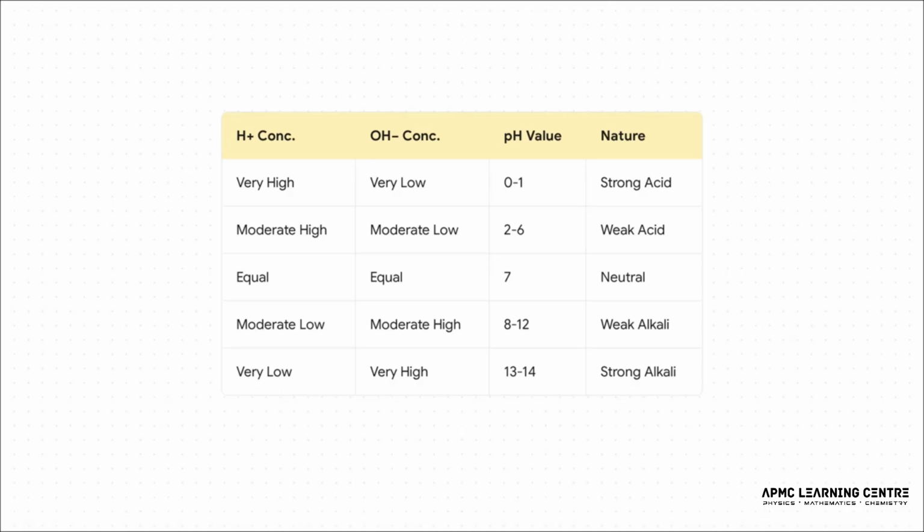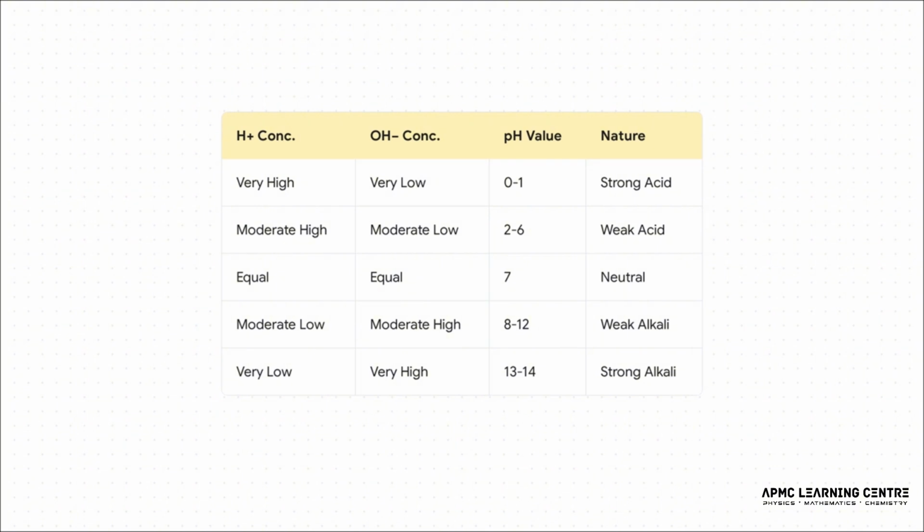This table right here tells the whole story. Let's start at the top. When you have a ton of hydrogen ions and barely any hydroxide ions, you get a really low pH number. We're talking 0 or 1. That's a strong acid. Now, as you go down the table, you can see that balance shifting. The hydrogen ions decrease, and the pH value climbs up. Right in the sweet spot, at pH 7, the number of H+ and OH- ions is perfectly equal. That's neutral. Then, as we keep going, the hydroxide ions take over, pushing the pH higher and higher into alkaline territory, all the way up to 14 for a strong alkali.